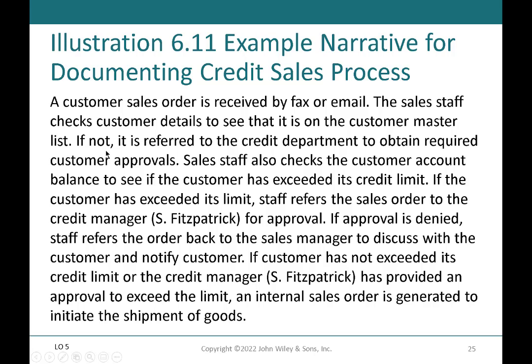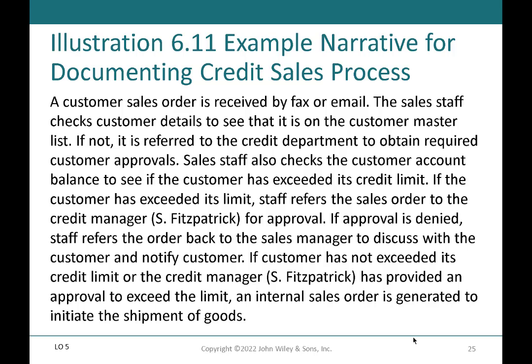Notice we start at the very beginning: a sales order was received from a potential customer. Then we look and make sure that customer is on the master file. If not, we have to contact the credit department or the person in charge of the sales process, the sales department, to see if we could allow this customer to be granted credit. So there's a whole process that we're going through. I won't read through the entire write-up, but I just want you to understand this is one way that auditors go about documenting what they see when they're gaining this understanding of internal control.